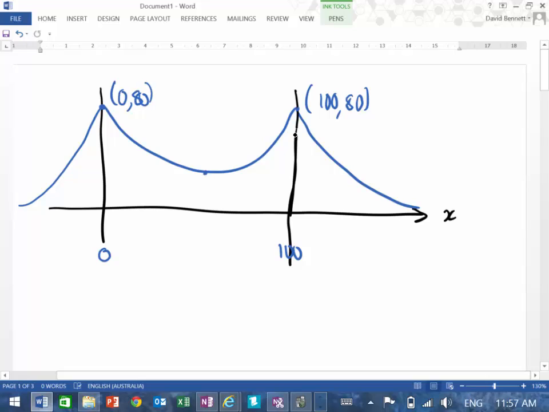And guess where the middle point's going to be? Your vertex point. Let's say it's going to be 20 metres off the ground. So that point there is going to be 50 and 20. Got the idea? So, what do I need to do to work out the equation of that?